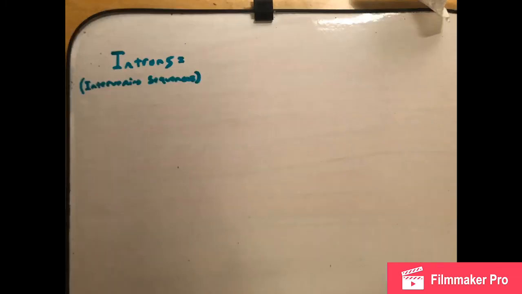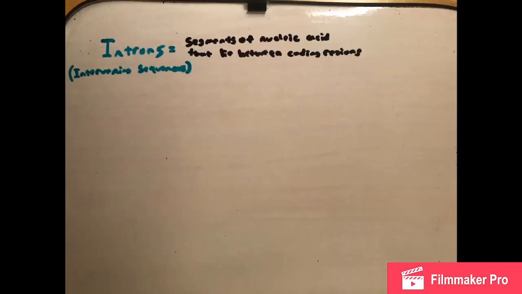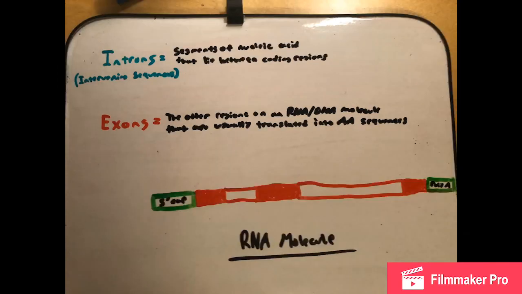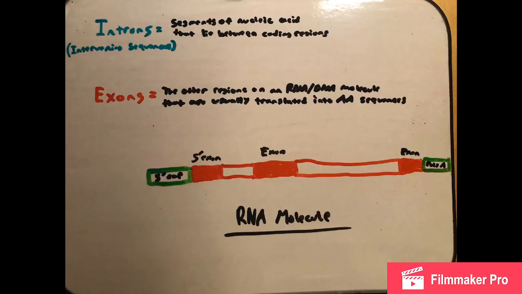Introns, or intervening sequences, are segments of nucleic acid that go between coding regions. Exons are the other regions of an RNA/DNA molecule that are usually translated into amino acid sequences.